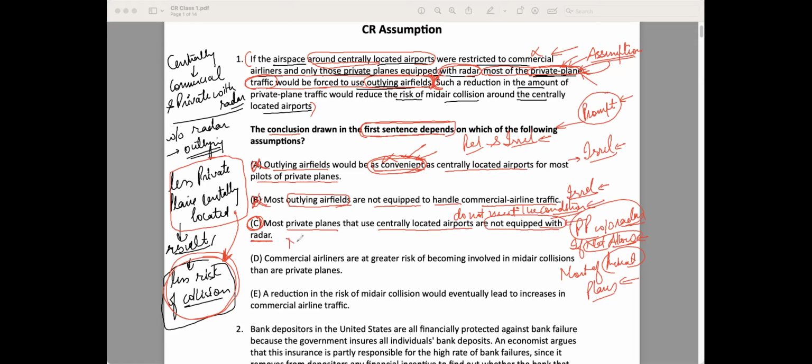If we negate it, as in most of the private planes have a radar, are equipped with radar, that means most of them would be allowed to operate. And the conclusion that most private planes would be forced to go out, that conclusion would be wrong in that case. We cannot make that conclusion. Everybody understood? We'll deal with the other two options as well, but is that option understood? That definitely is an assumption that can be our answer. So any doubt with this option, let me know. Saurav, you mentioned E. How did you eliminate C?